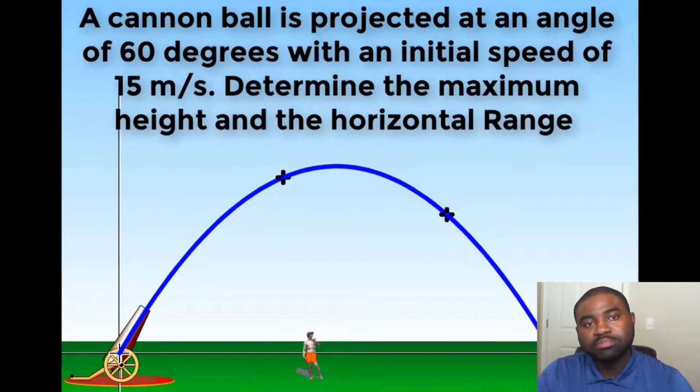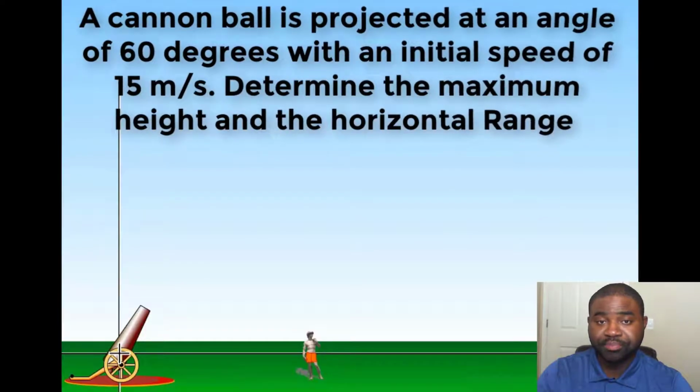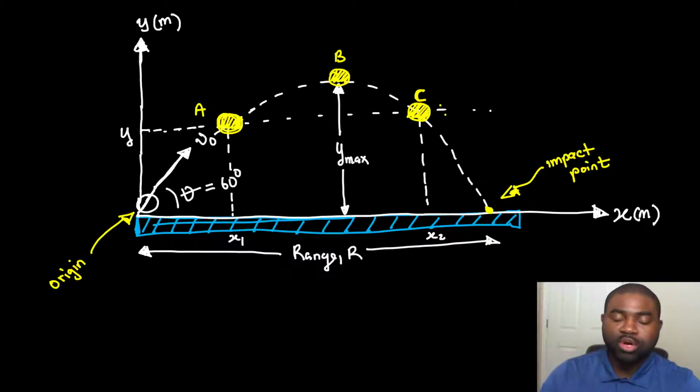In this problem, a cannonball is projected at an angle of 60 degrees with an initial speed of 15 meters per second. We are required to calculate the maximum height and the horizontal range. So we have the problem illustrated here.